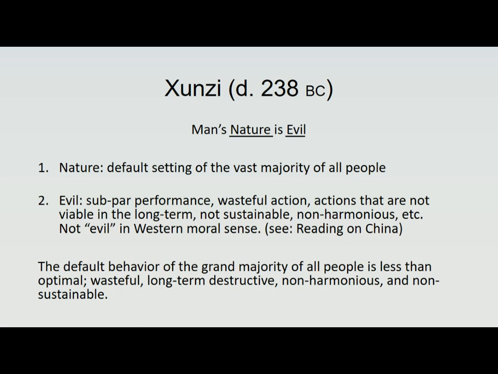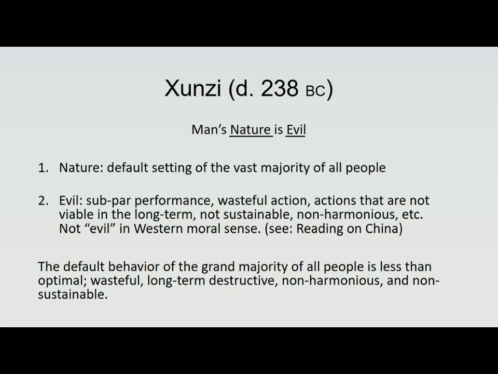Evil, we have to remember, does not mean the kind of moral evil we are used to thinking about. Xunzi is Chinese, and so he is using that definition of evil that is part of the Chinese context, not the Western one. For him, evil means something like subpar performance, wasteful behavior, actions that are not viable in the long term because they are not sustainable and they are not harmonious with the nature and the nature of people. For a detailed analysis of the term, you can read the article we covered on China.